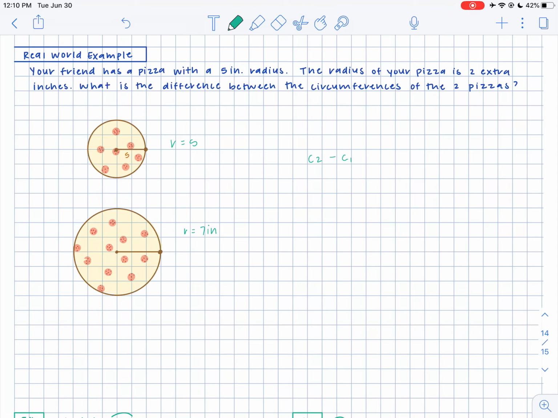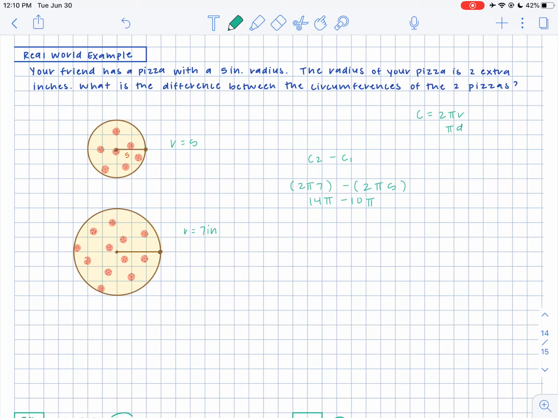Where C1 is the circumference of your friend's pizza. Okay, because we want to know the difference. That's why we're subtracting. So how can we represent C2? Well, remember the circumference is just 2 pi r or pi d. So what is the circumference of your pizza? It is 2 pi times r, which is 7 inches, minus circumference of your friend's pizza, 2 pi times 5.